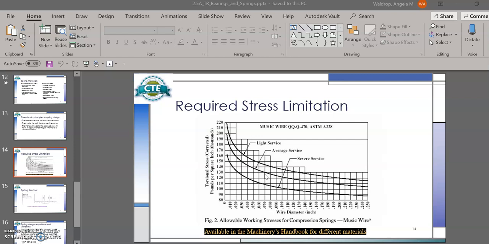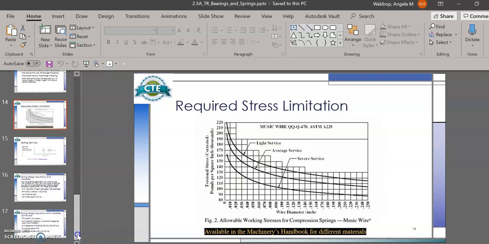Now, one thing to keep in mind is that the point that you want to use has to be between the curves, or it has to be below the curve for the service level that you want to use. So if you have something that goes between the average and light service, you're only allowed to use it for light service applications. If you have something that's over the light service curve, your spring will most likely fail and it needs to be redesigned. So that's something you'll have to keep in mind.